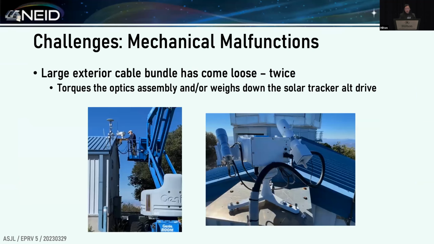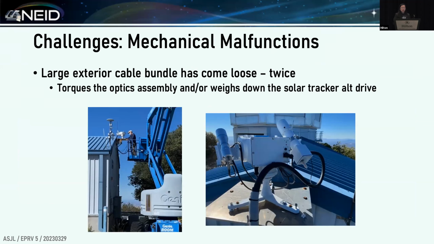And so now getting back to those two disruption events that I was talking about. So we did find that this was actually a mechanical problem with the solar telescope, solar feed itself. So we have this large cable bundle on the back of it, which feeds the optical fiber as well as a bunch of communications cables. And that has unfortunately come loose twice.